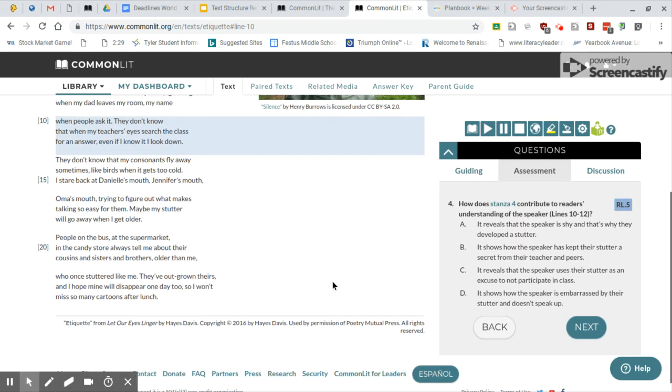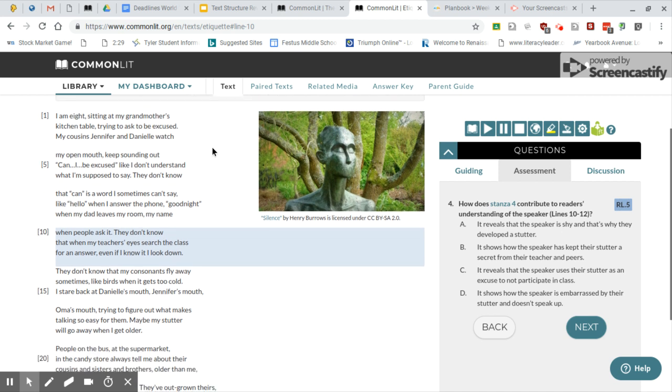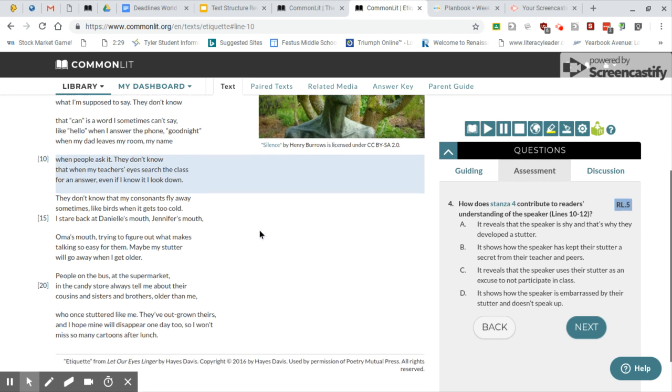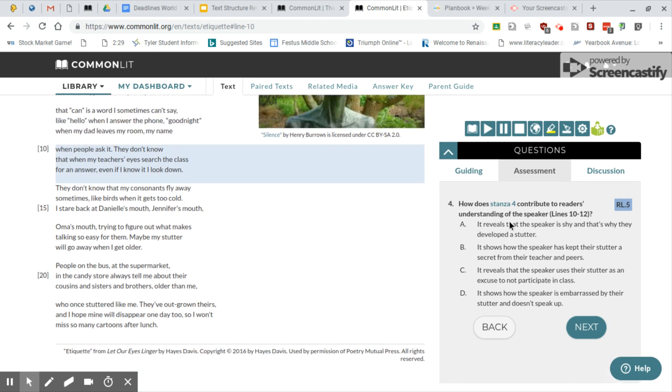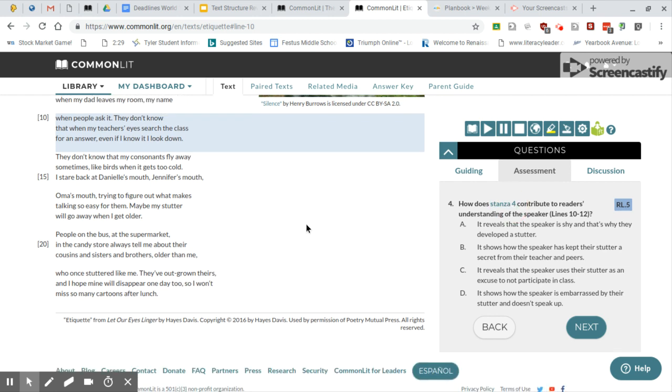Let's look at another example. In this one, again, you would have read the text all the way through once. For the sake of time, I'm not going to do that, but I will tell you that this poem is about the speaker in the poem has a stutter, and they are describing how that makes them feel, and that is basically how the text is set up. So if we look at this particular question, it says, how does stanza 4 contribute to the reader's understanding of the speaker? Now remember, the speaker is not the author, but the person that's speaking in the poem.